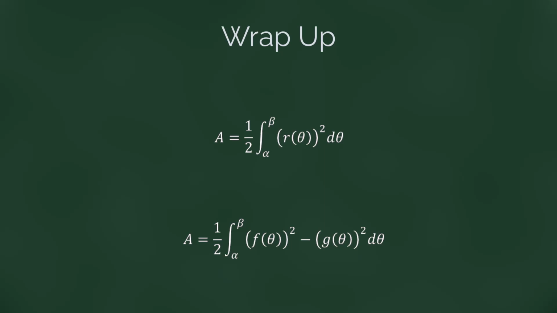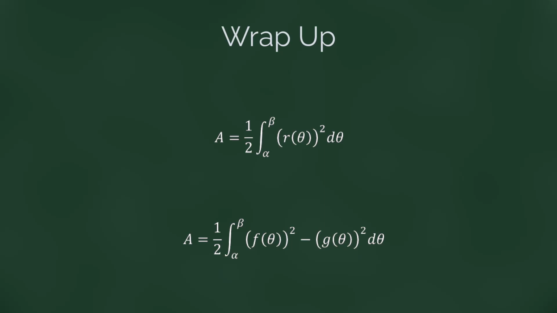Okay, wrapping up what we know now about area of polar curves. If we're trying to find the area of some curve r equals f of theta, or r of theta, between the angles theta equals alpha and theta equals beta, we know that by using sectors to approximate and letting the number of sectors become infinite, the area is 1/2 the integral from alpha to beta of r of theta all squared d theta.